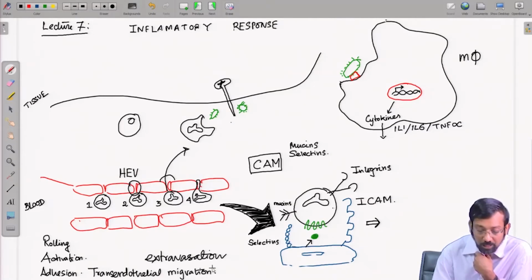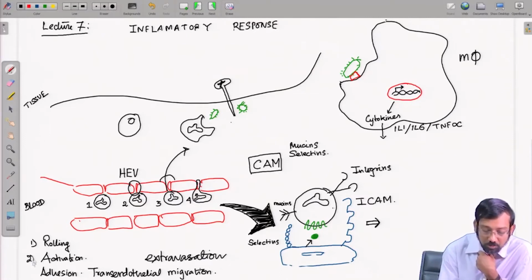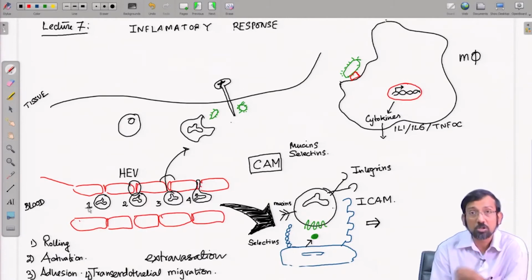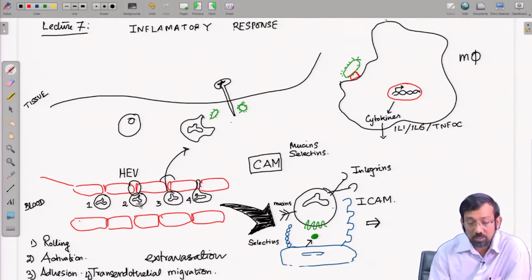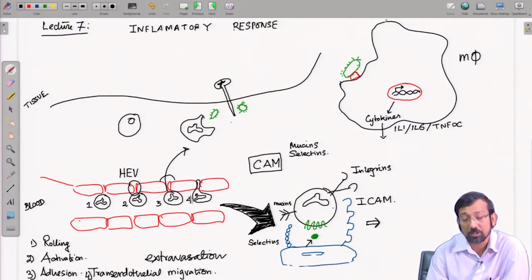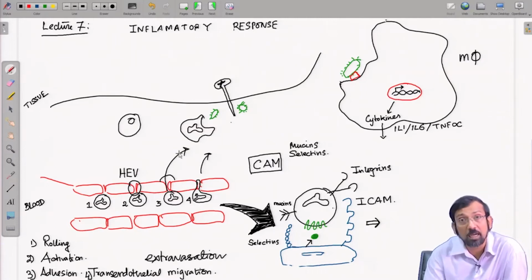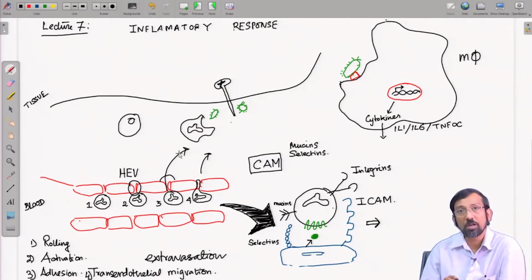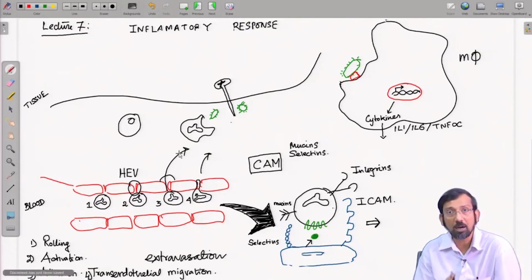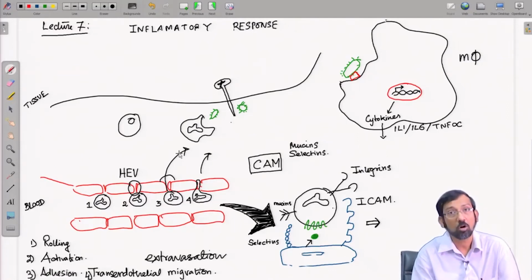Now, if you try to correlate these 4 steps in this region here: step 1 is rolling, step 2 is activation, step 3 is adhesion and the 4th is the transendothelial migration. That means it migrates through this high endothelial venule and crosses the blood vessel and enters into the tissue and goes to the site of action. So, now we try to understand how these 4 different steps actually occur.